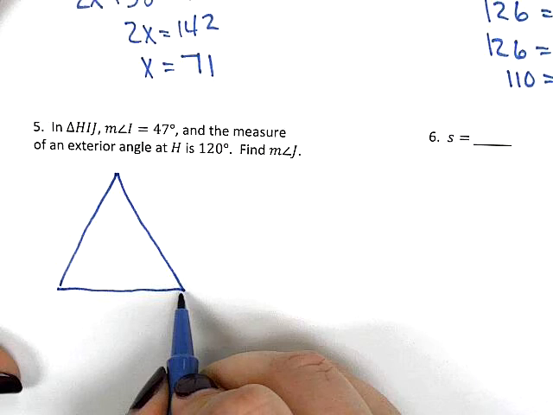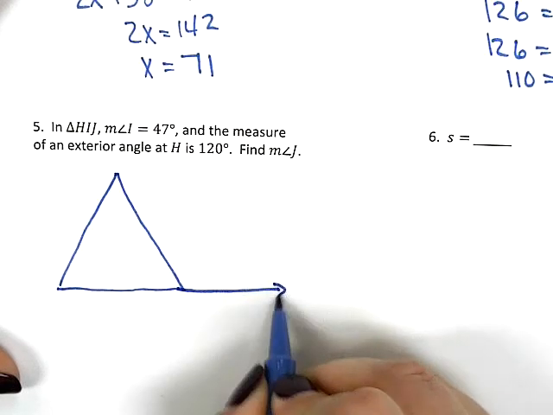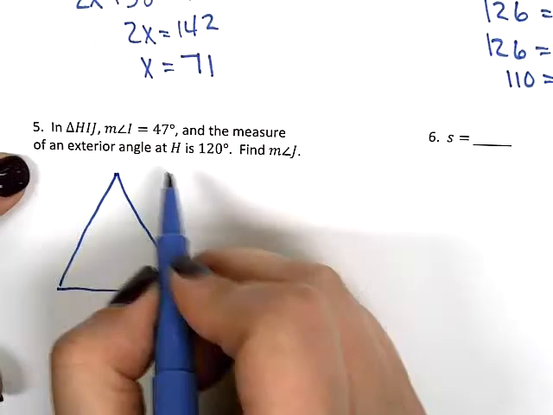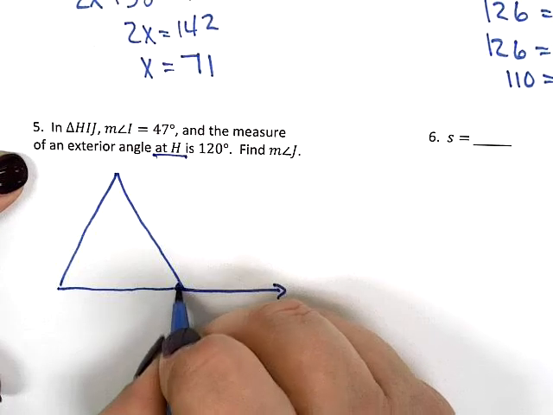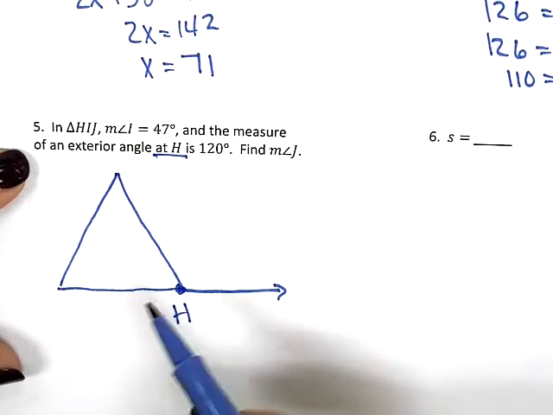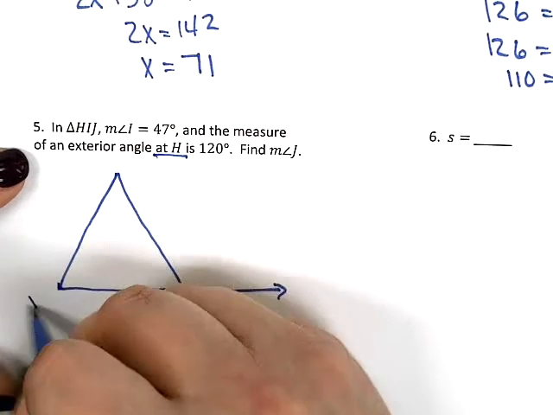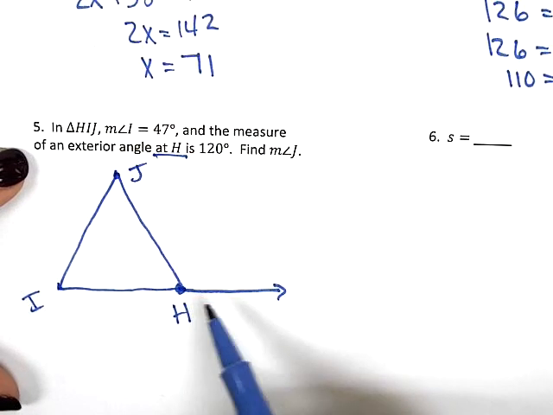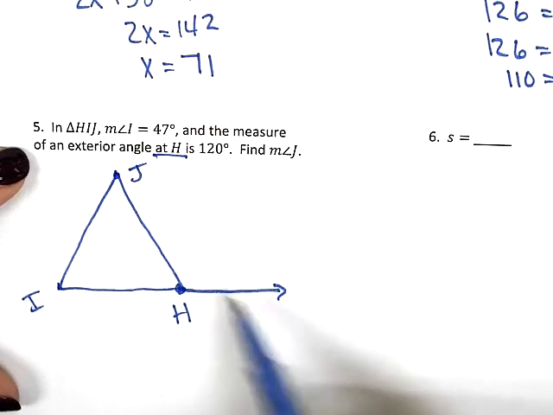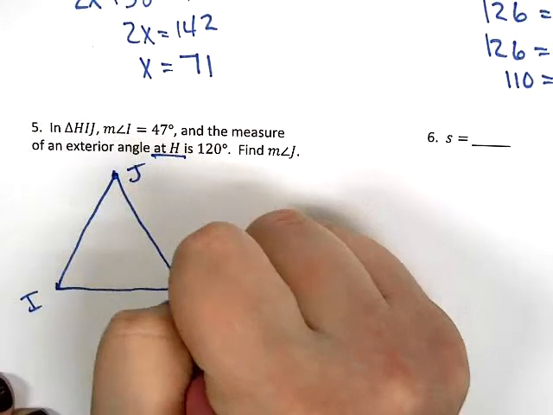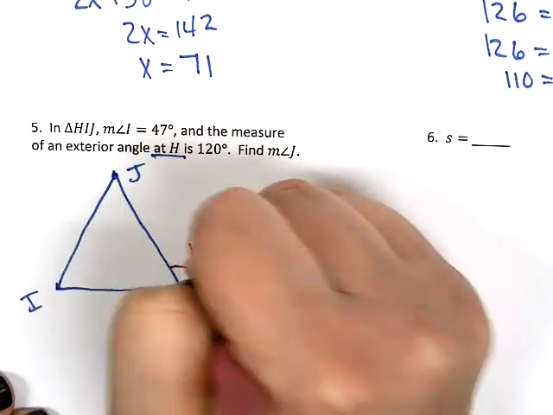It tells us that we have an exterior angle. I always just go ahead and pick a side to draw my exterior angle on. The exterior angle is at H, that means that one has to be H. The other two, it doesn't matter, but I'm going to go here for I and here for J. I know this one has to be H because that's where my exterior angle is going to be. So my exterior angle is right here, and I know that's 120 degrees.